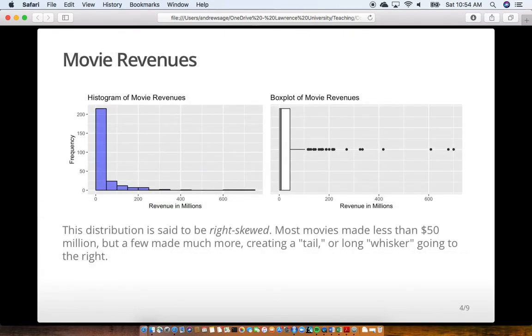Now let's examine the distribution of movie revenues in millions of dollars. We see that this distribution is not symmetric at all. Most films are over here on the left making less than 50 million, but we have a tail going off to the right indicating that there are a few highly successful films that made as much as $700 million. A distribution with this shape is said to be right skewed.